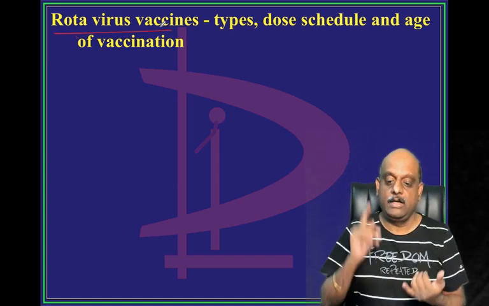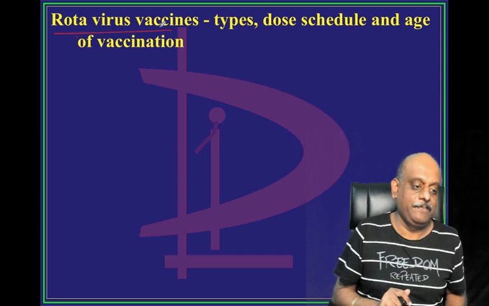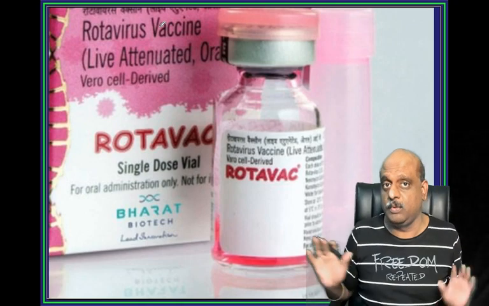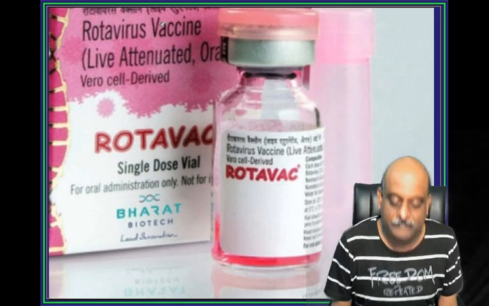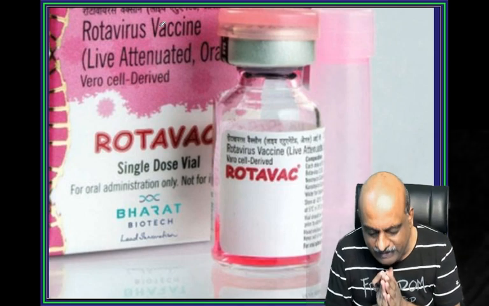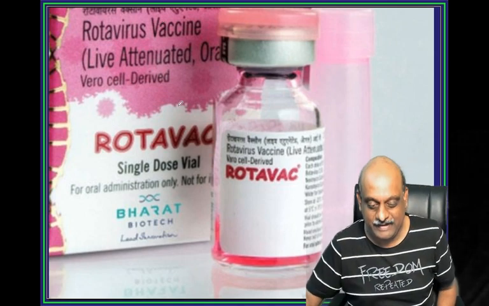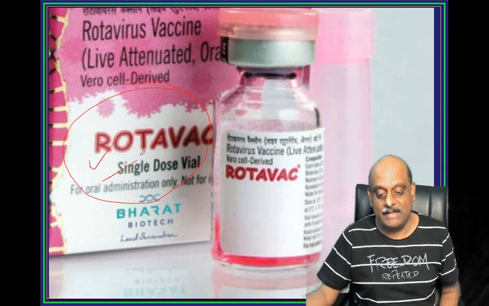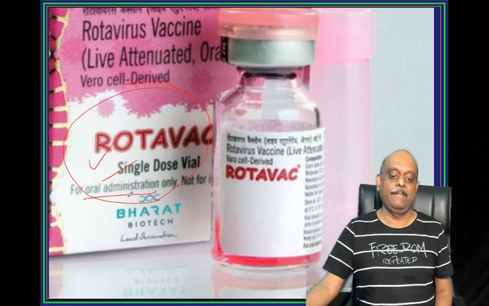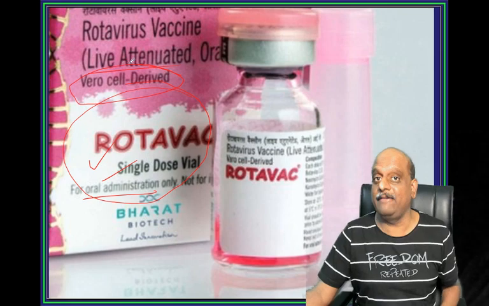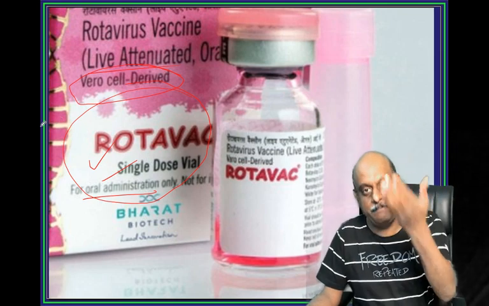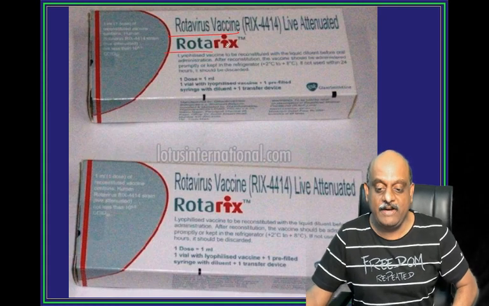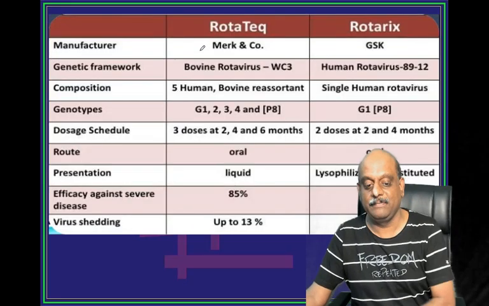Rotavirus vaccine, types, dose schedule, age of vaccination is another frequently asked university final MBBS part 2 short notes, doctor. You have to be very sure. Once, have a look at the rotavirus vaccine vial. Rotavirus, Rotavac, single dose for oral administration only, live attenuated, Vero cell derived. All MCQs are printed on the cover only directly. So this is a rotavirus vaccine, live attenuated. One more brand called Rotarix.